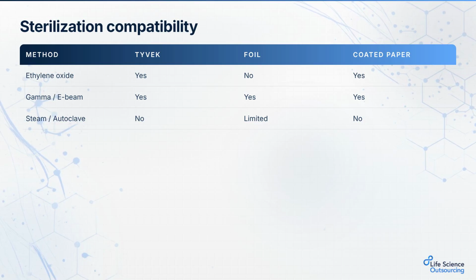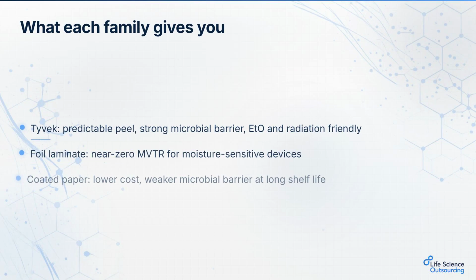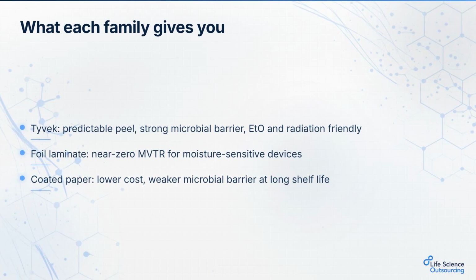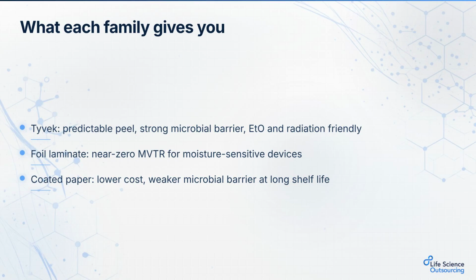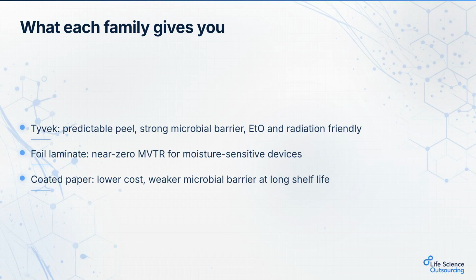Gamma and E-beam are compatible with all 3 families, subject to radiation stability data. Steam rules out standard Tyvek and most coated papers. Once sterilization is set, the trade-offs are clear. Tyvek gives you a well-characterized microbial barrier and predictable peel behavior under ASTM F88. Foil gives you near-zero moisture vapor transmission for humidity-sensitive devices. Coated paper is the cost-driven middle ground with weaker barrier performance.